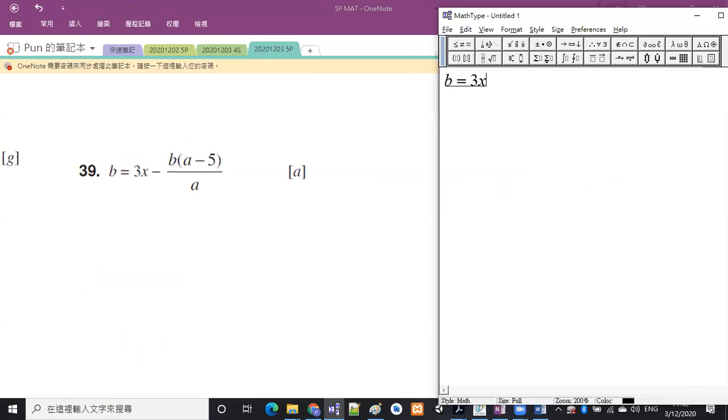So b is equal to 3x minus b times a minus 5 over a. And I want a to be the subject. Okay, again, there's a fraction, but the fraction is not the only thing on one side. So we cannot just multiply the a to the opposite side. And we need to multiply a to every term in the equation. Okay, like this.